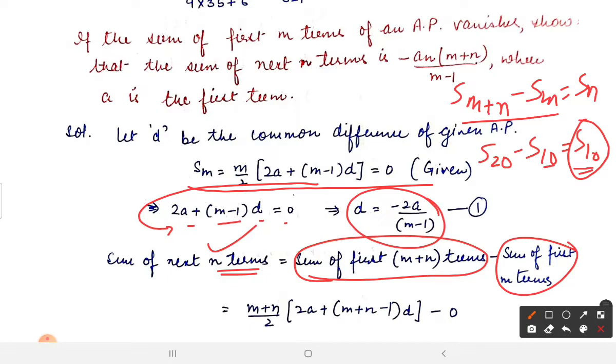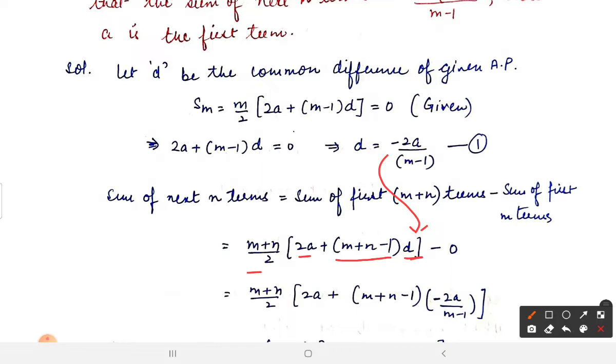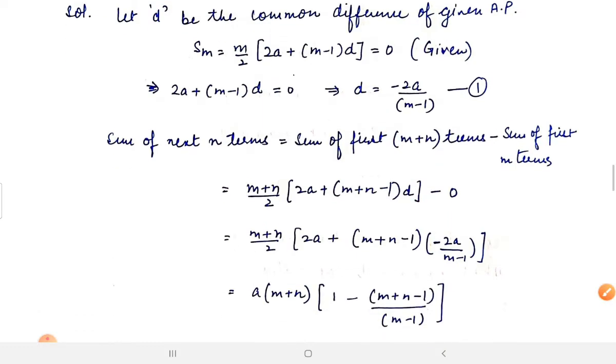Clear? So the sum of m plus n terms, the formula for the sum of m plus n terms is m plus n by 2, 2a plus m plus n minus 1 times d, and we have the value of d here. Put the value of d, and the sum of m terms is 0. So this is what we get.